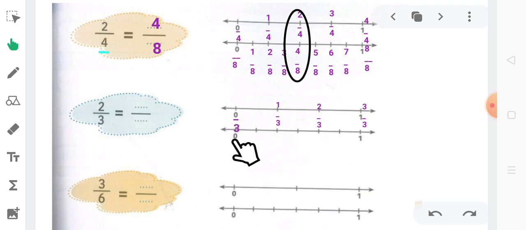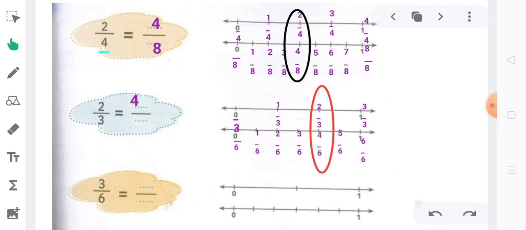Okay, let's see here. Drop 0 and count how many lines. 1, 2, 3, 4, 5, 6. So I will cut it into 6 equal parts. I'm gonna prepare the benchmarks 0 over 6 and 6 over 6. This is 1 over 6, 2 over 6, 3 over 6, 4 over 6, 5 over 6. And the equivalent fraction: 2/3 equals 4/6. Okay, so I will write 4 over 6. The last one is homework for you.